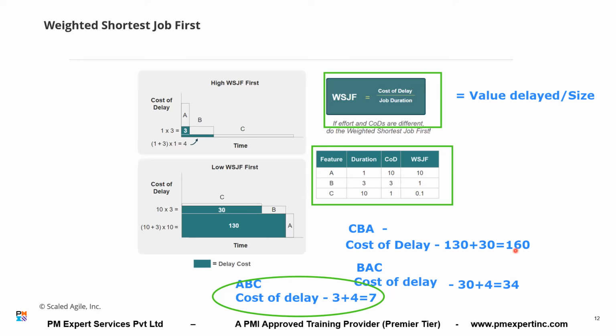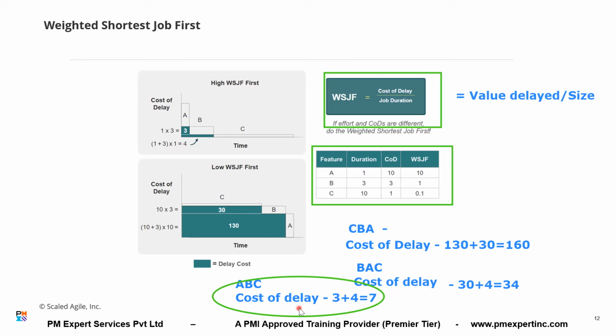Now, I can also do BAC, B, then A, then C. If I do B, A, and C, will the cost of delay be 34 or not? Check yourself. If I do B, A, C, I have delayed A by how many days? 3 days. So 3 days means 30. And I have delayed C by how many days? 4 days. So the COD for C is 1, so 4, 34. So the value delayed in the sequence B, A, C is this.